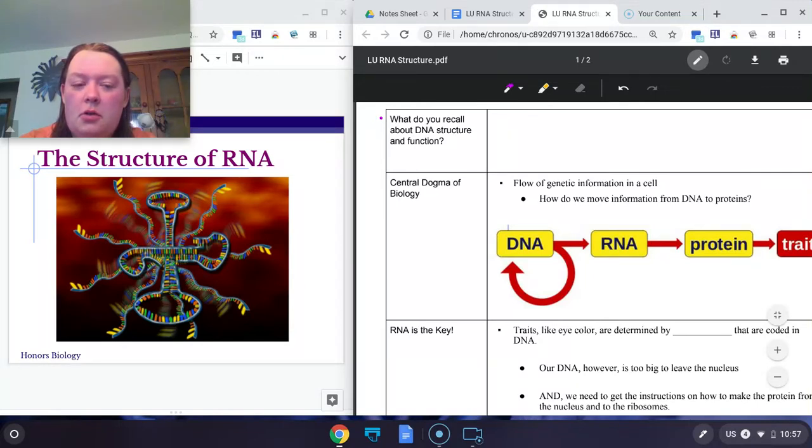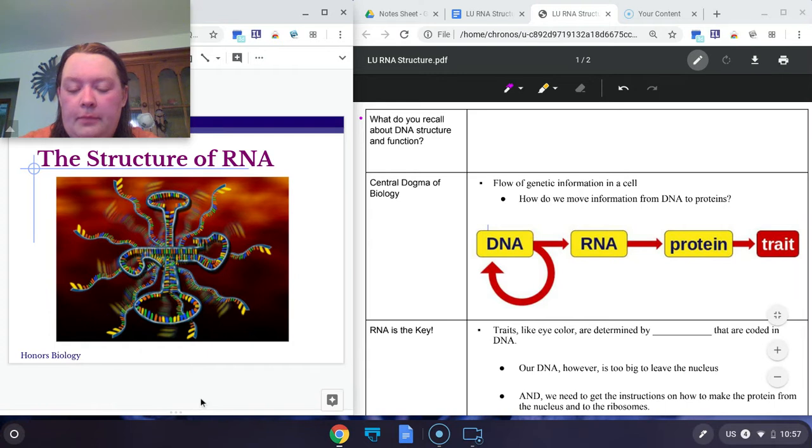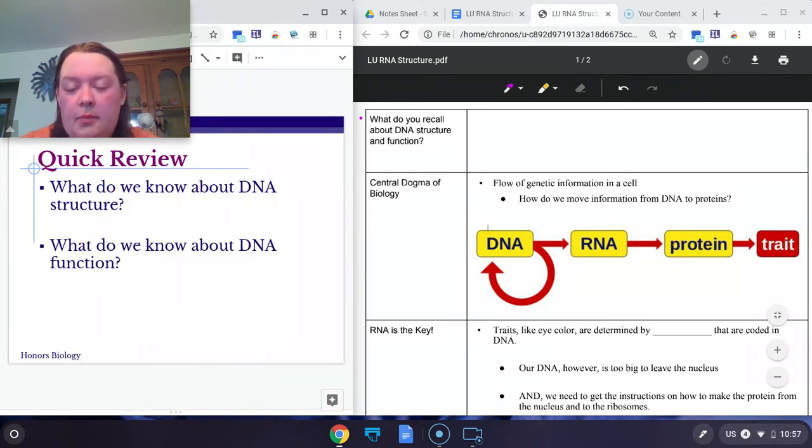Okay, welcome back. Today we're going to be talking about the structure of RNA. So what is RNA? Before we talk about RNA, we're going to talk about another molecule related to RNA, and that's DNA. So let's first try to recall what we remember about the structure and the function of DNA.